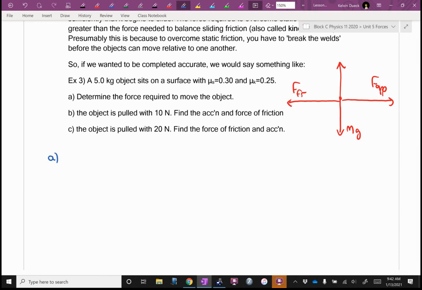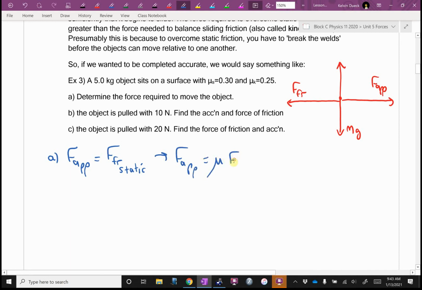I'm going to say, okay, the applied force equals static friction. As soon as I pull 0.01 newtons harder than that, we're going to accelerate. Friction is what times what? So F applied is going to be mu times the normal force. Which mu? Have we started sliding yet? So I'm going to use the static mu, the 0.3.